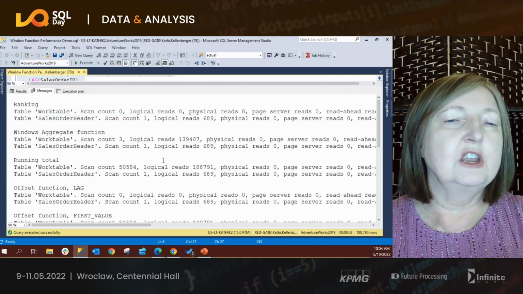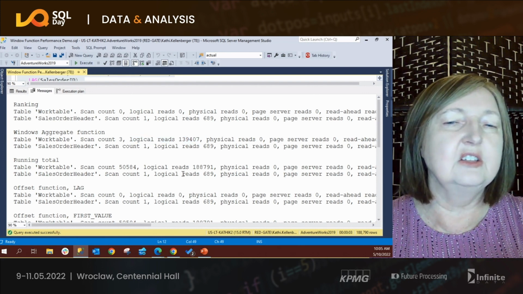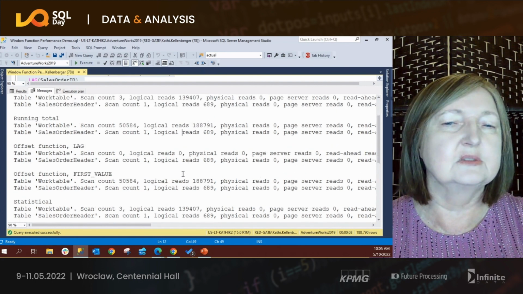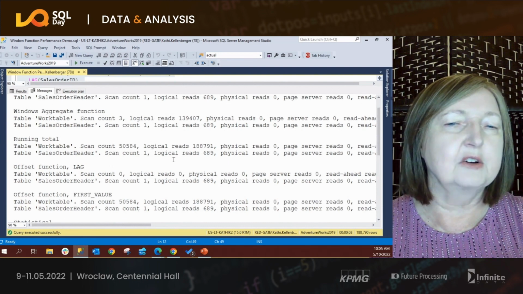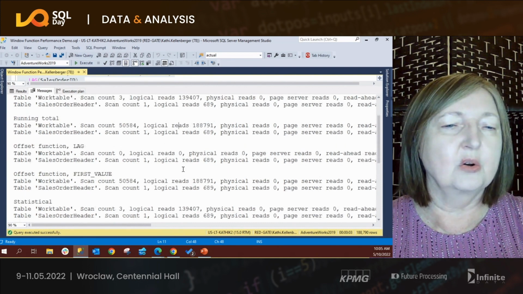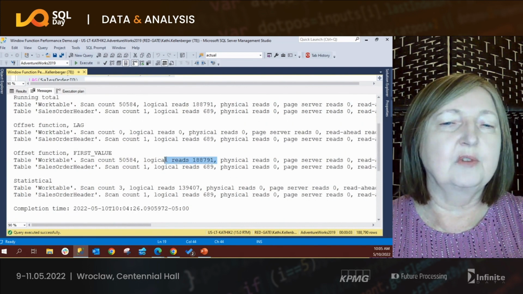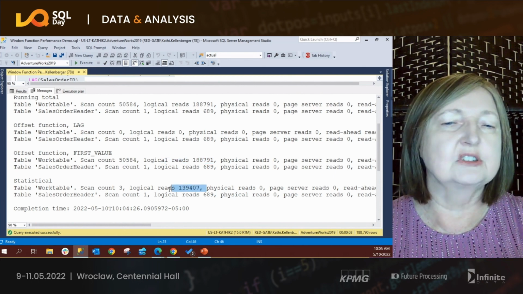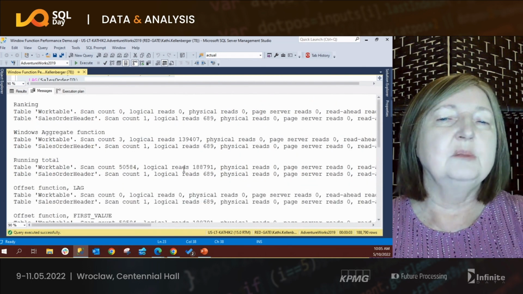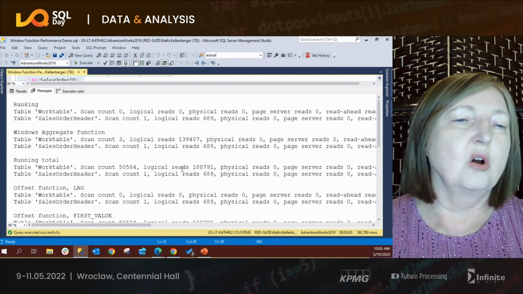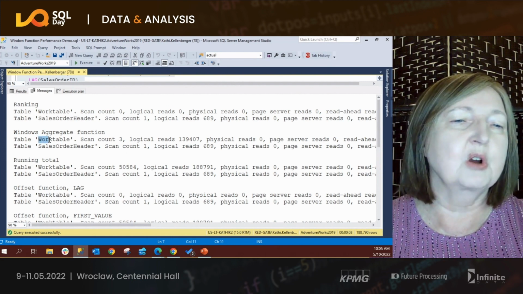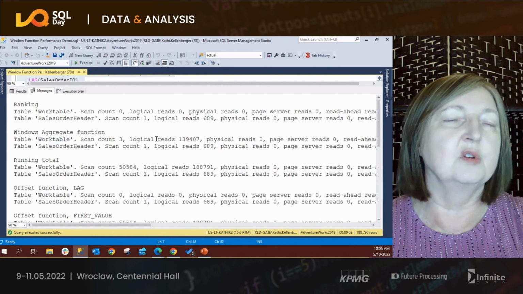So that tells me that this work table was created in memory, and that's what I really would like to see. However, here's one, the aggregate function, where the logical reads for the work table were really high, and I see that in a few other places. I see that with the aggregate, I see that with the running total, I see that with first value, and I see that with statistical functions. So I'm seeing a large work table created in tempdb in several places.